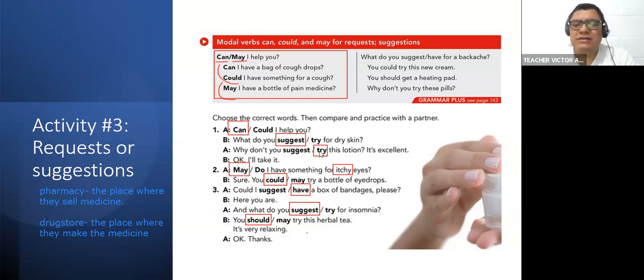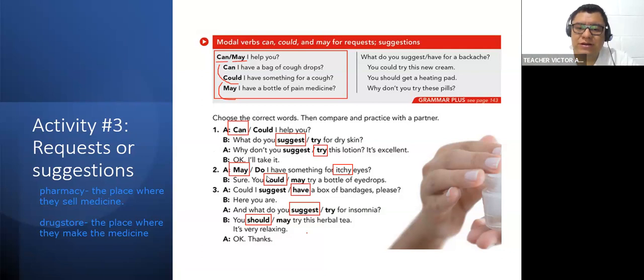If you notice here, guys, as I mentioned before, we have different scenarios, so different conversations, but again, it's between a customer and a pharmacist. It says: Can I help you? What do you suggest for dry skin? Why don't you try this lotion? It's excellent. Okay, I'll take it.